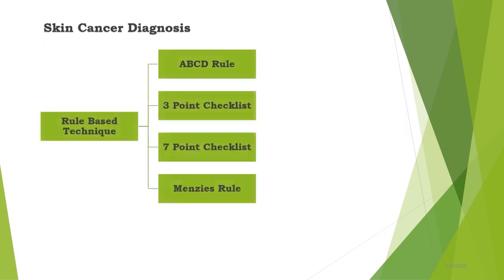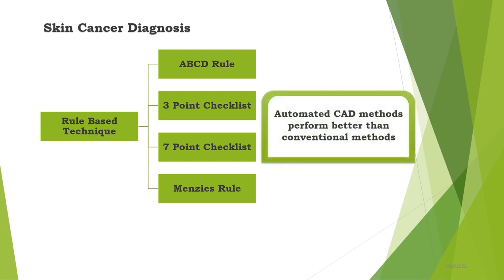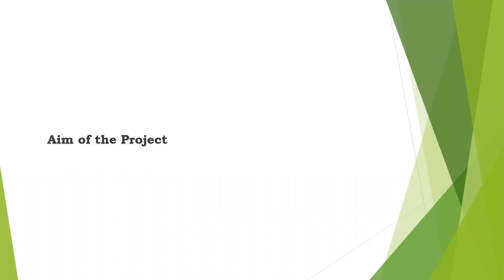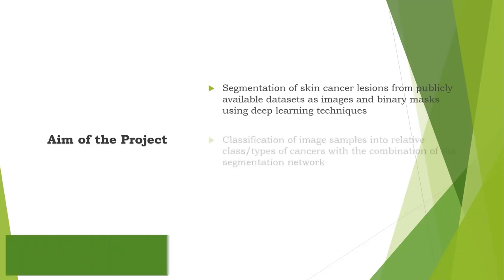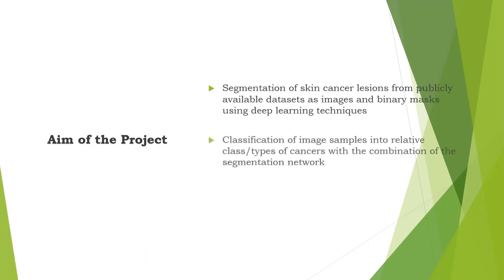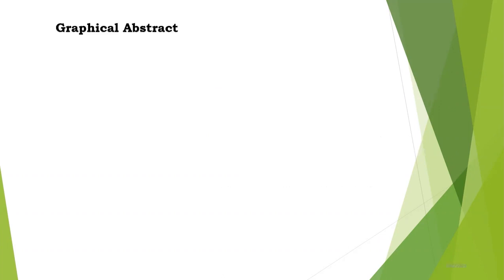Dermatologists employ conventional rule-based techniques for skin cancer diagnosis, but this process is difficult, time-consuming, and erroneous. So, automated CAD system-based deep learning methods are getting popular. The aim of our project is to segment skin cancer lesions from publicly available datasets, classify those images in combination with the segmentation network, and illustrate the efficacy of both segmentation and classification.